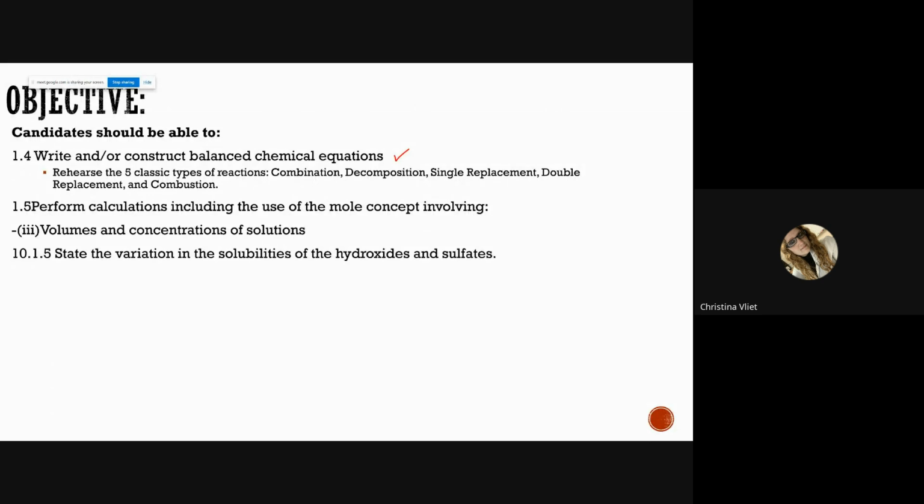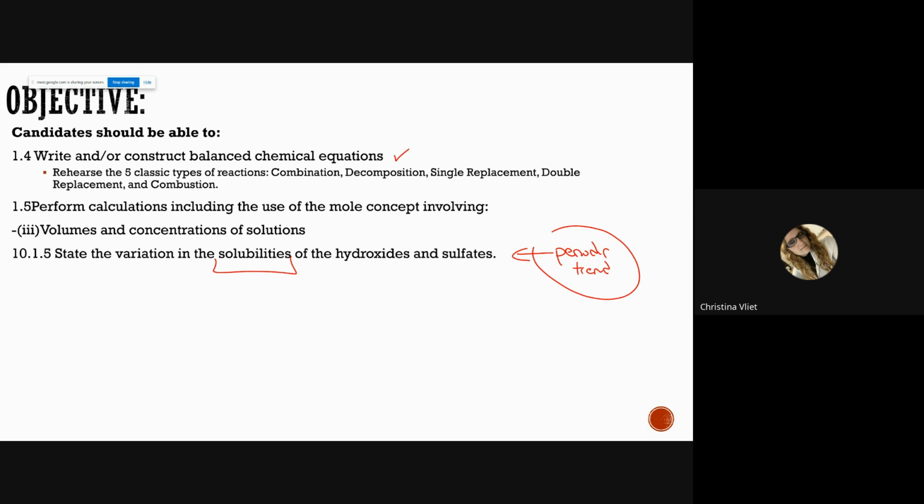And then we're going to be looking at something called solubility. Does anybody remember solubility? If something dissolves in water or not. So we'll be going over the solubility rules. And then they specifically want us to memorize the variation in solubilities of hydroxides and sulfates. This is going to be a periodic trend, believe it or not. Trend alert. More periodic trends. Add it to your charts.